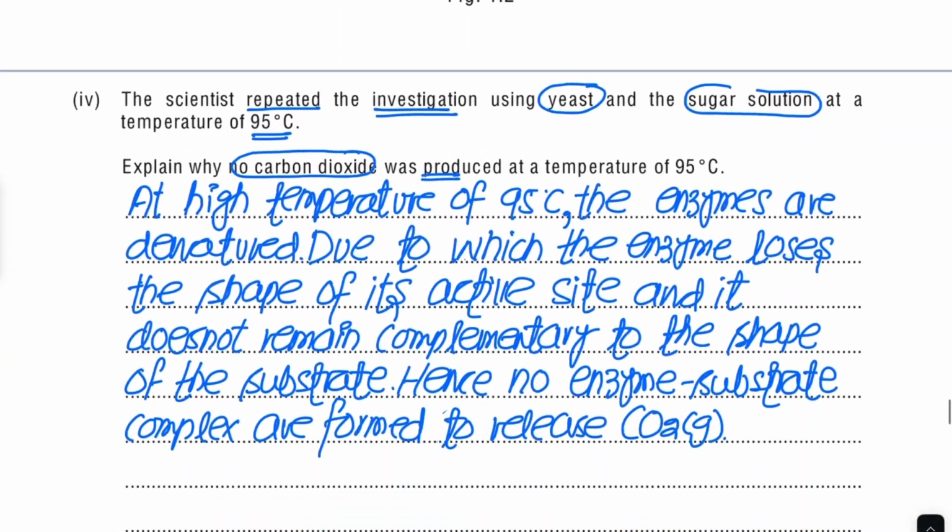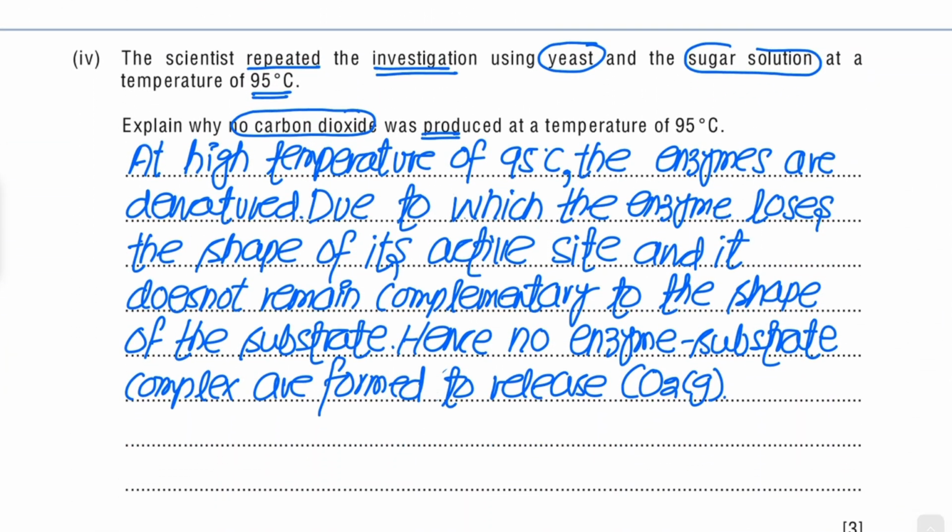But at 95, no CO2 is produced because the yeast is living, and at such a high temperature of 95, all the enzymes that we have in the yeast would be denatured. The enzymes would lose the shape of their active site, and it would no longer remain complementary to the shape of the substrate. No enzyme-substrate complexes would be formed to make the carbon dioxide gas. I have written a total of three statements in terms of explanation, and you would score 3 marks if your answer looked like this.